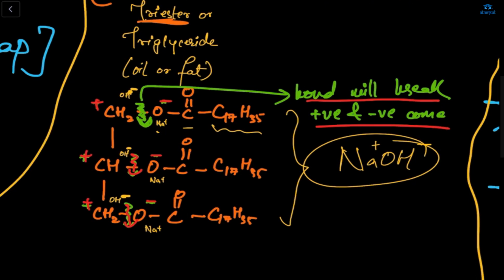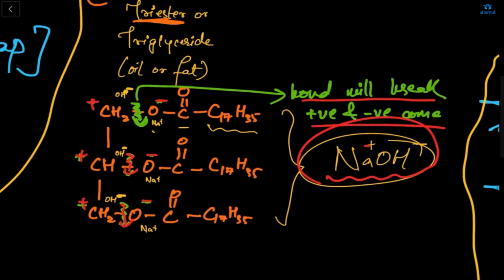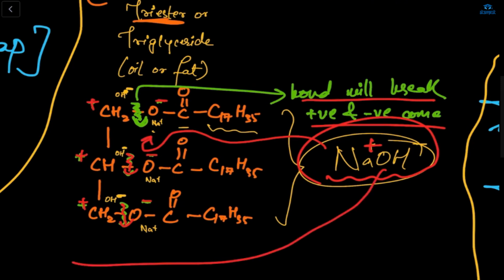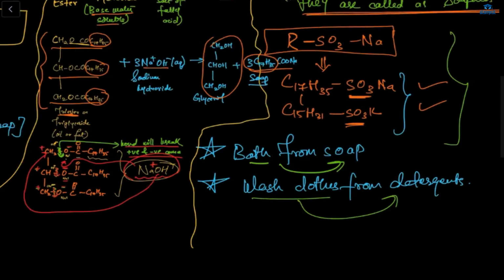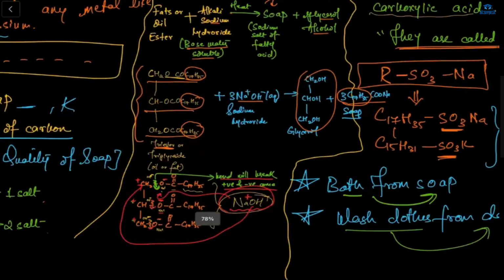Now this is your NaOH, sodium hydroxide. So your Na, which is plus, will combine with your O minus, and your OH, which is minus, will combine with your C, which has a plus charge. Here also the same thing will happen. This is O minus. So what will combine here? CH2 will combine with OH and the carboxylic acid chain will combine with sodium. So we are combining like this, and then what we will get at last.